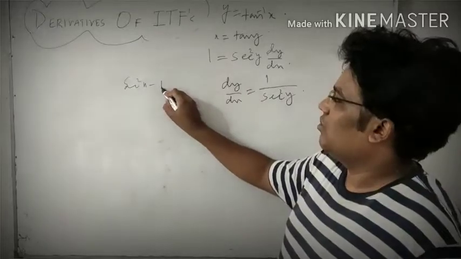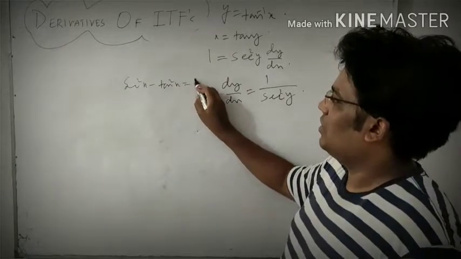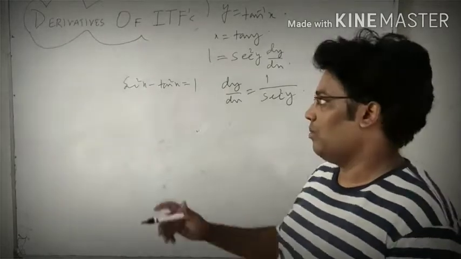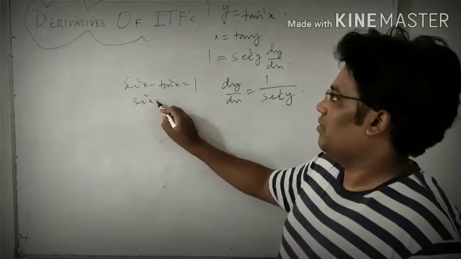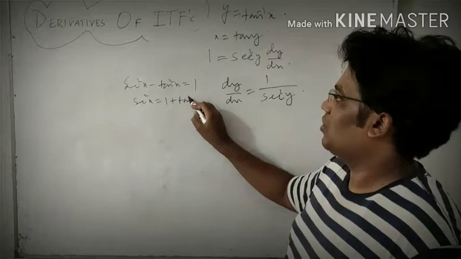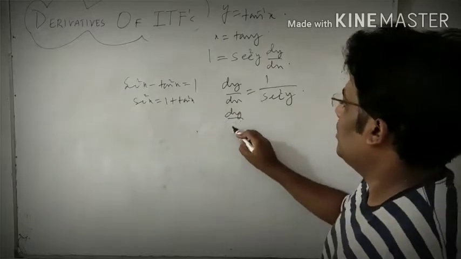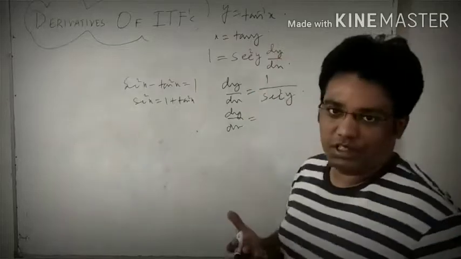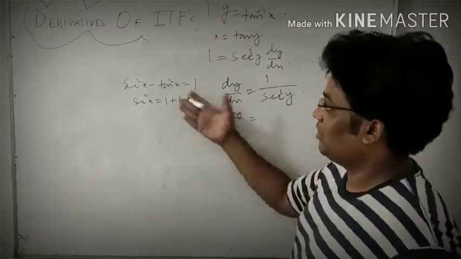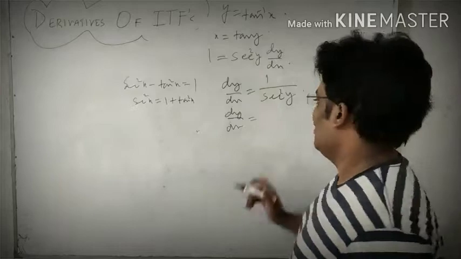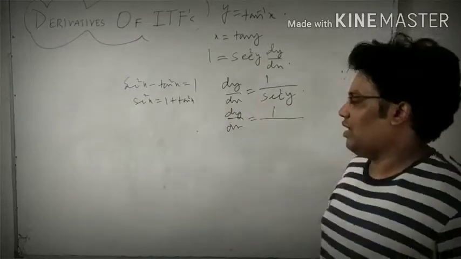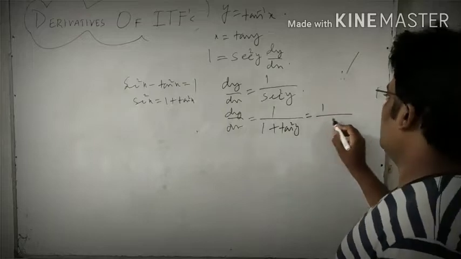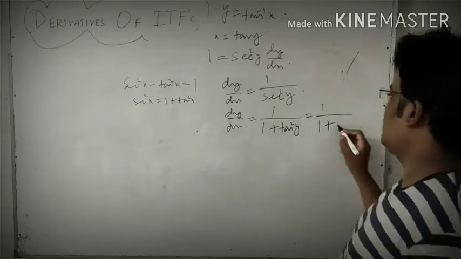Secant square x minus tan square x equals 1. Secant square x equals what? 1 plus tan square x. So dy by dx equals 1 by secant square y. You have a substitution for tan, you don't have anything for secant, therefore I am going for the substitution. Secant square y can be written as 1 plus tan square y. What is tan y there? x. That's it.